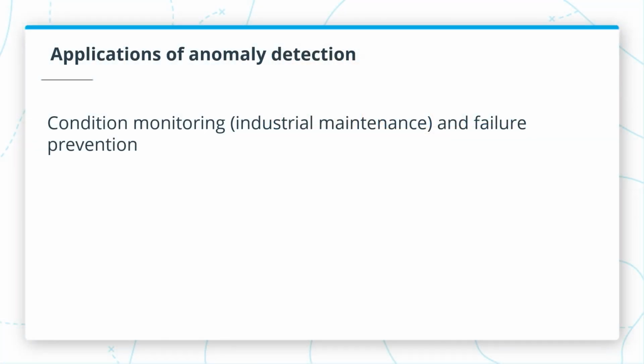Let's now dive into a discussion about potential applications of anomaly detection. One such application is the monitoring of the condition for various components of machinery used in industry. The typical pattern is in industrial maintenance, for example, for failure prevention.